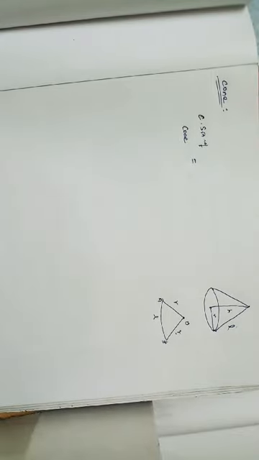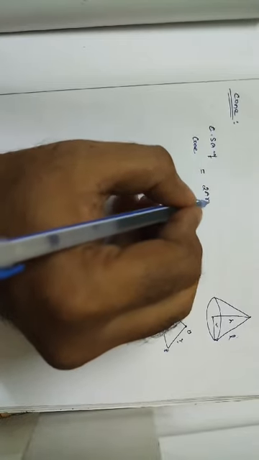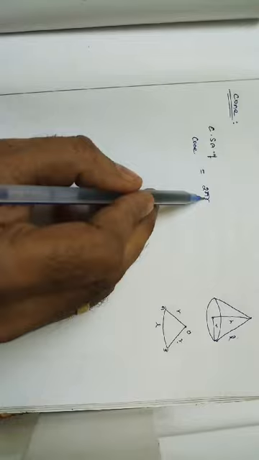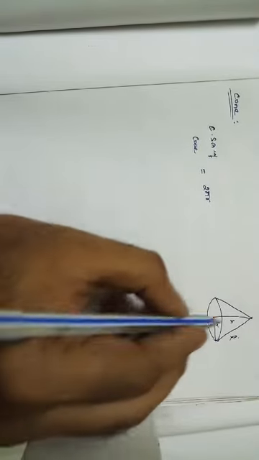Base into height, right? The base is 2 pi r while we are rotating. Length into breadth, where the length is nothing but 2 pi r.